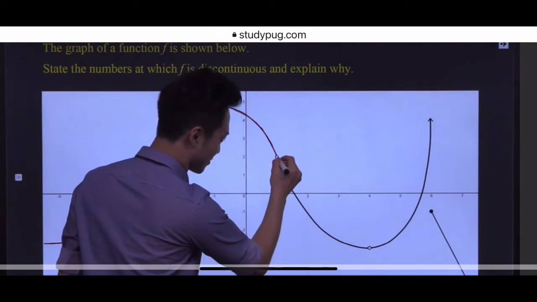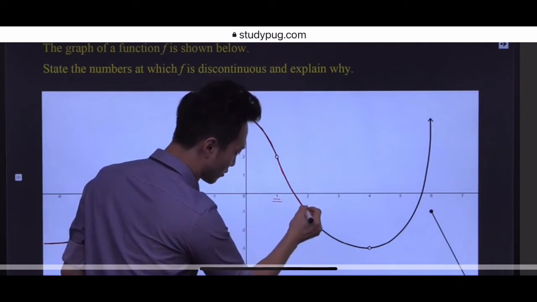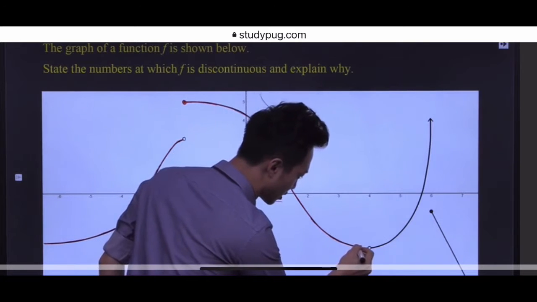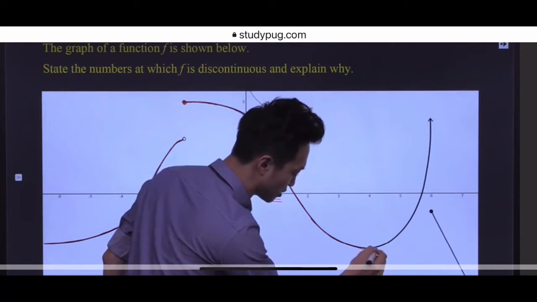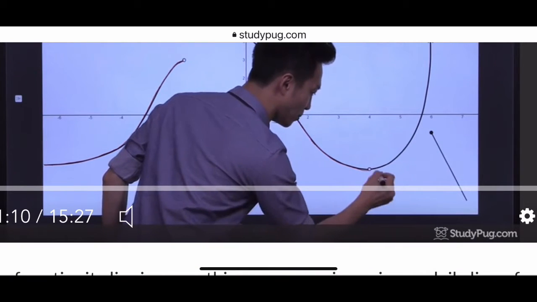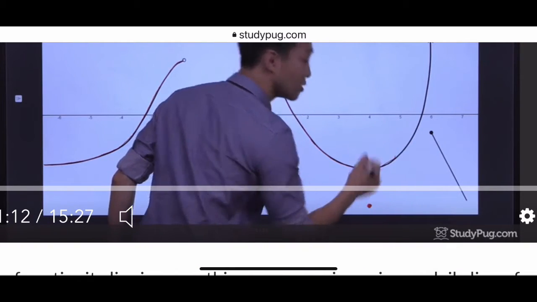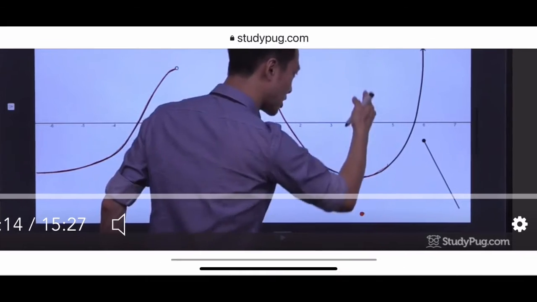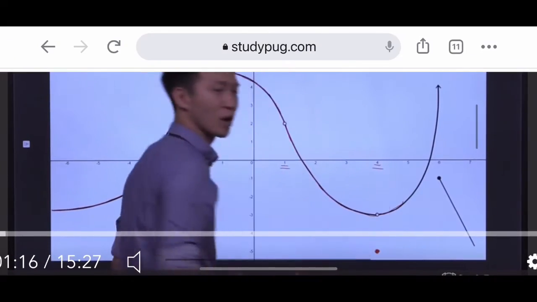Continue tracing the graph. I need to lift my pen right here, jump down to this point, and then jump back up to the next segment. So I know there must be a discontinuity at 4.